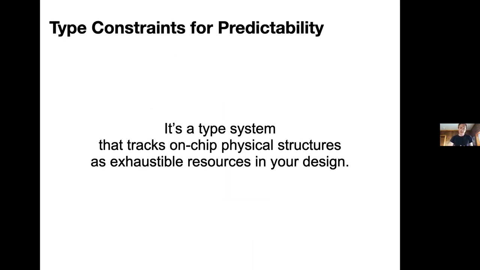So I'm now going to describe that language. I want to put the capsule idea of our language, Dahlia, on one slide, which is that Dahlia is a type system that tries to enforce those constraints by tracking in the language the physical resources that you're using in a design as exhaustible resources as modeled in the language. So that's the high-level pitch. I'm going to show you a taste of what the language looks like, but I think now might be another time to ask for questions if people have them.